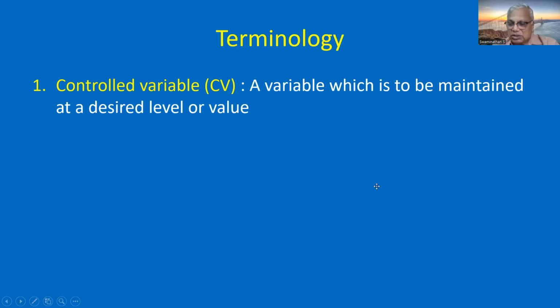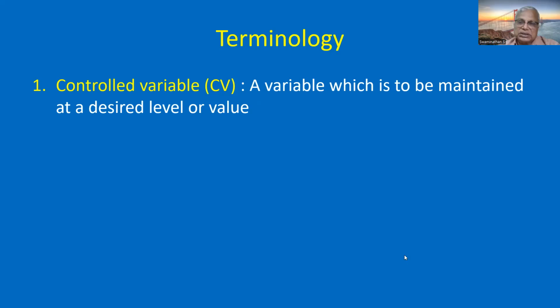In a process control system, the main objective is to maintain some variables at a desired value. Which variable would you like to focus upon? Which variable you want to maintain at a desired value, at a desired level? That variable is known as the controlled variable. So a controlled variable is a variable which is to be maintained at a desired level or value.